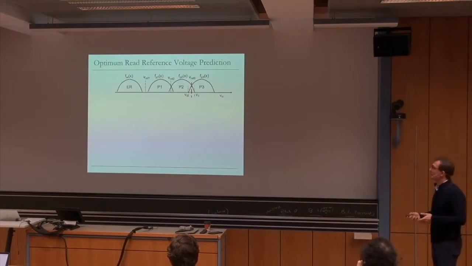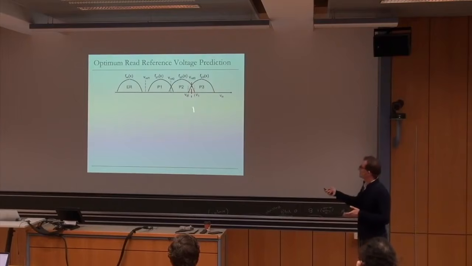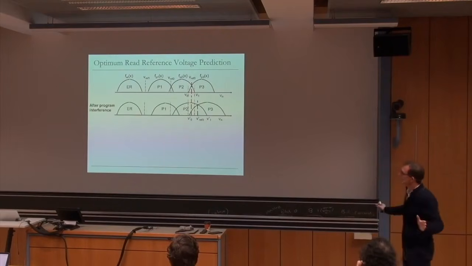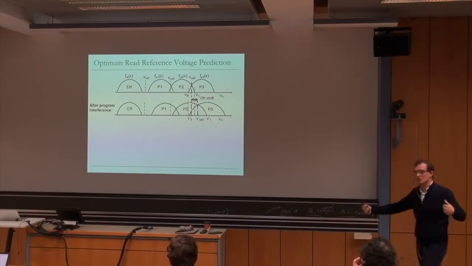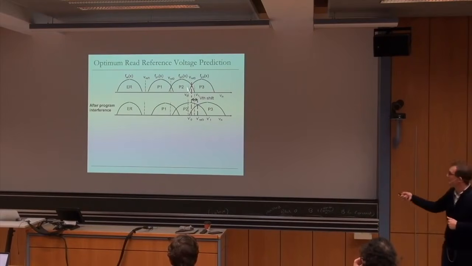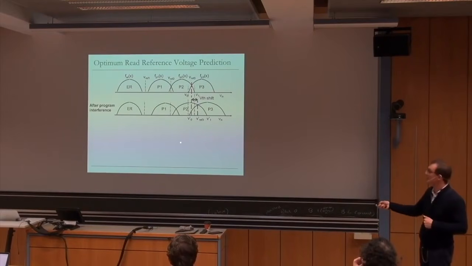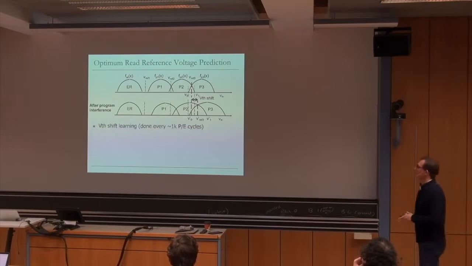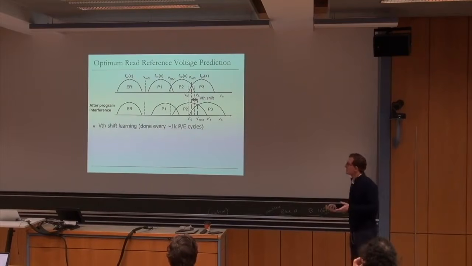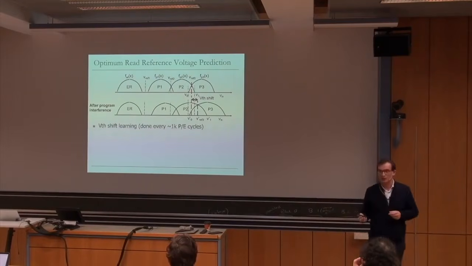So the idea is to have optimum read reference voltage prediction. Basically, you start with some read reference voltage and distributions shift after some program interference or whatever effect that you have. And you want to predict that VTH shift such that you can adjust the read reference voltage to be this blue one as opposed to staying at the red one, which is not optimal anymore. So the idea is to learn this. This is called VTH shift or threshold voltage shift learning.